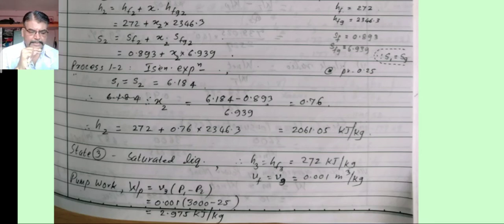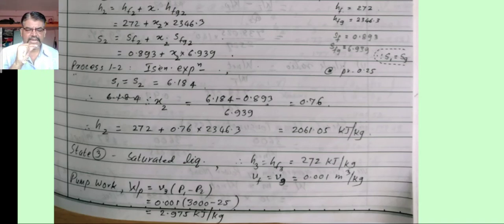That is, we can write the formula: 6.184 minus 0.893 divided by 6.939. From the formula of S2 we can find the value of X2, that is 0.76. Therefore we can now find out H2 by putting the value of dryness fraction X. We can get H2, that is the value we have.